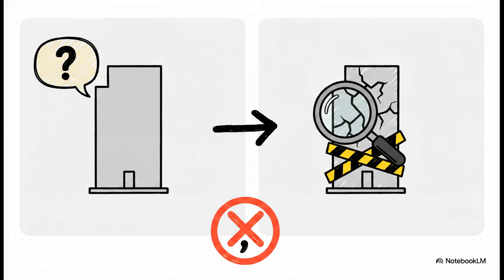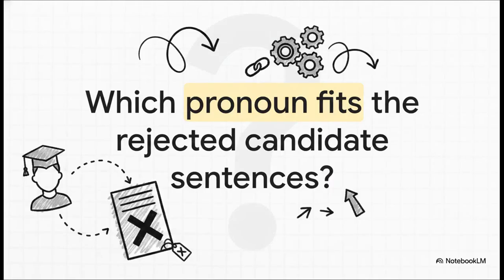If you put commas here, you'd basically be telling the reader, oh, you already know which building I'm talking about, and hey, by the way, it was unsafe. But we don't know which building it is until the clause actually does its job. Okay, let's try a slightly trickier scenario involving possession.